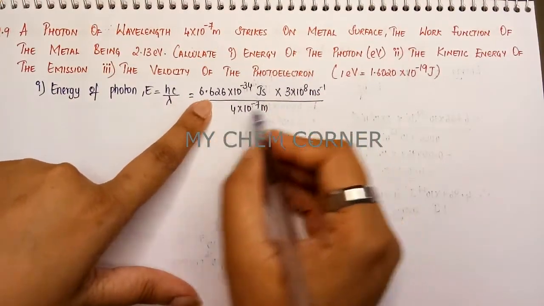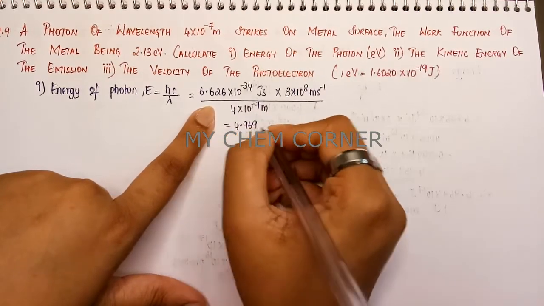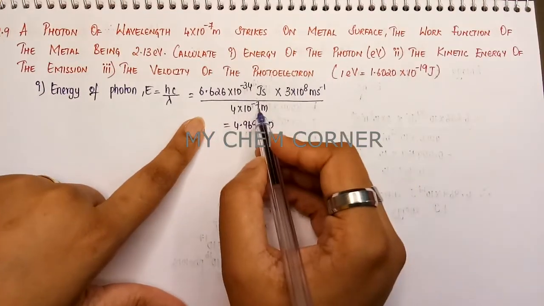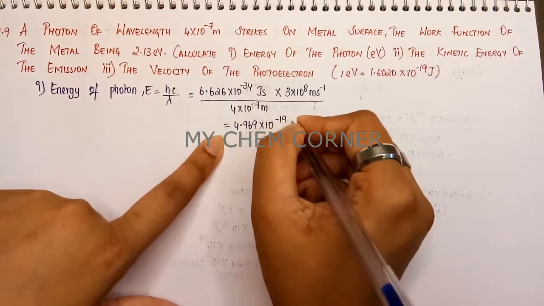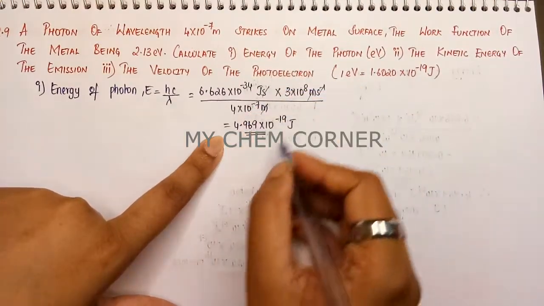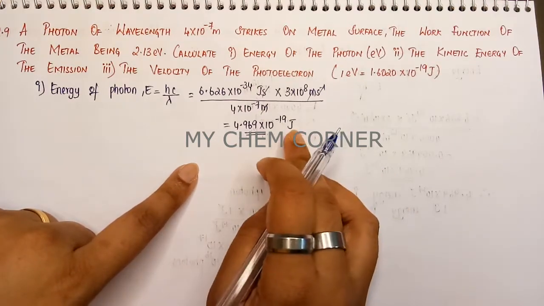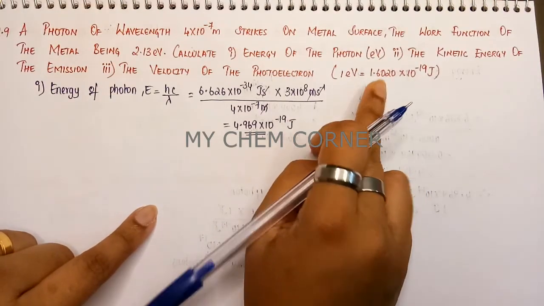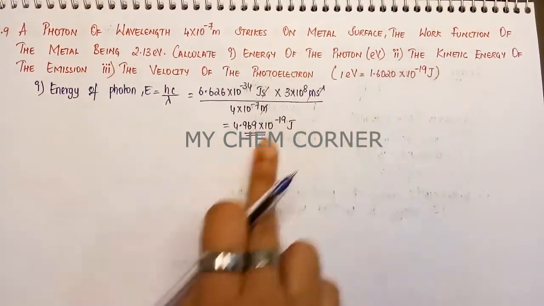Now 6.626 into 3 divided by 4 will give us 4.969 into 10 to the power, now this will be minus 34 plus 8 plus 7, this is going to be minus 19 joule. Because meter and meter will cancel, seconds inverse and seconds will get cancelled. Final answer will be in terms of joule. Now here we are going to see as per electron volt, because the question here is asked in terms of electron volt. Energy of photon in terms of electron volt and not in terms of joule.